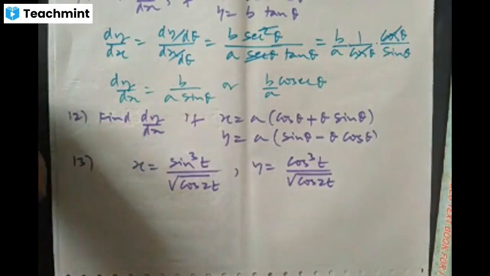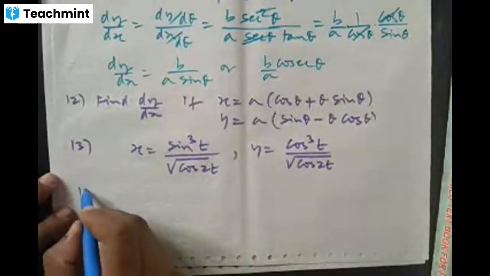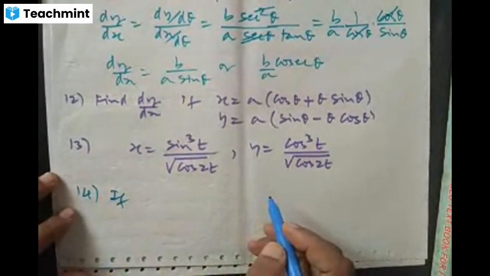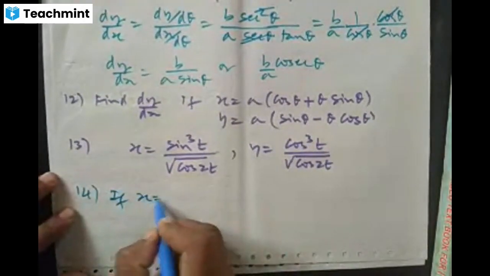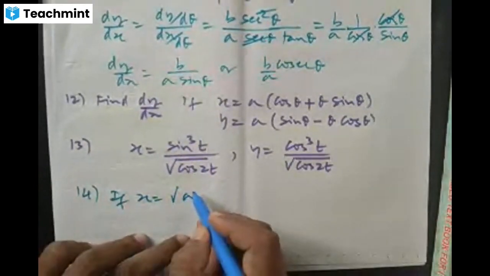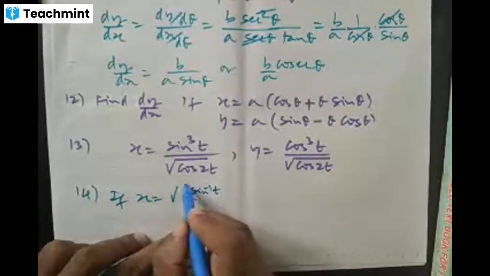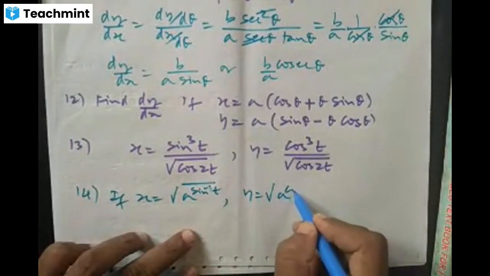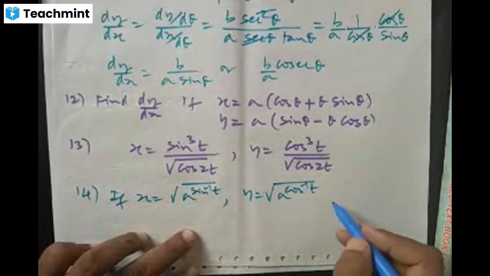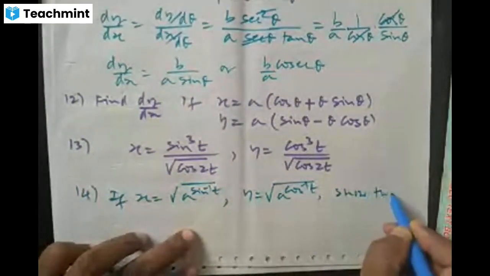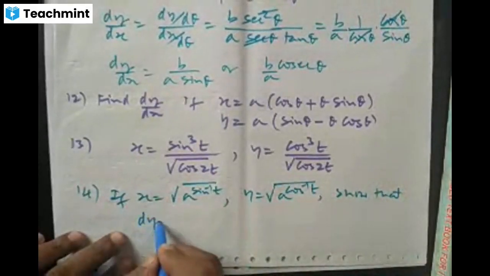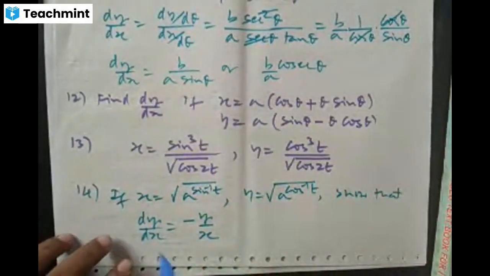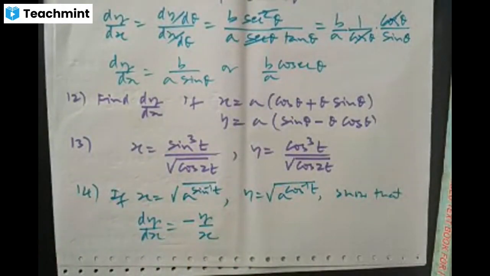Last problem, 14th one. If x is equal to square root of a power sine inverse t, y is equal to square root of a power cos inverse t, then show that dy by dx is equal to minus y by x.